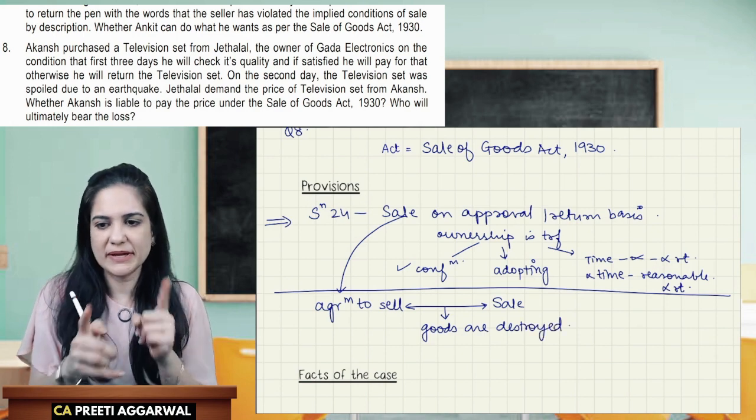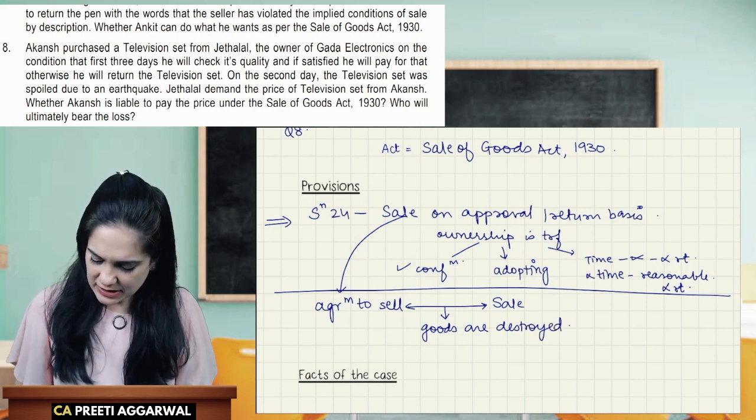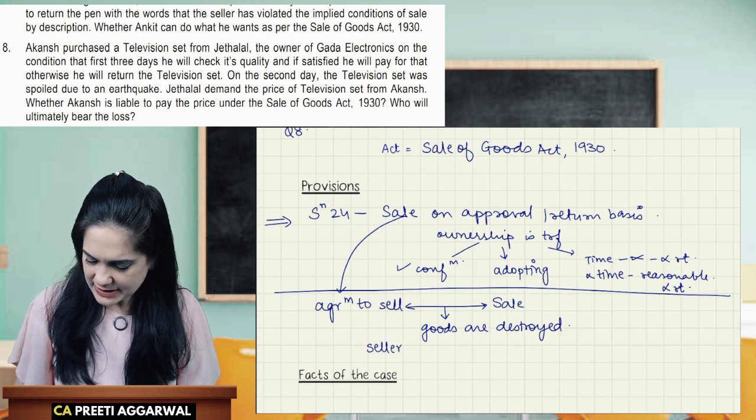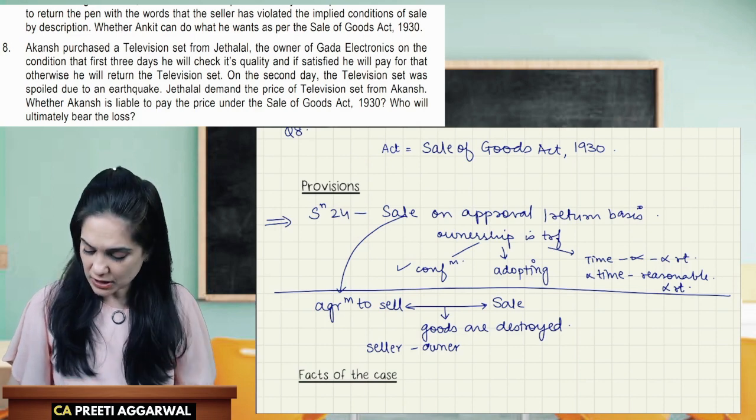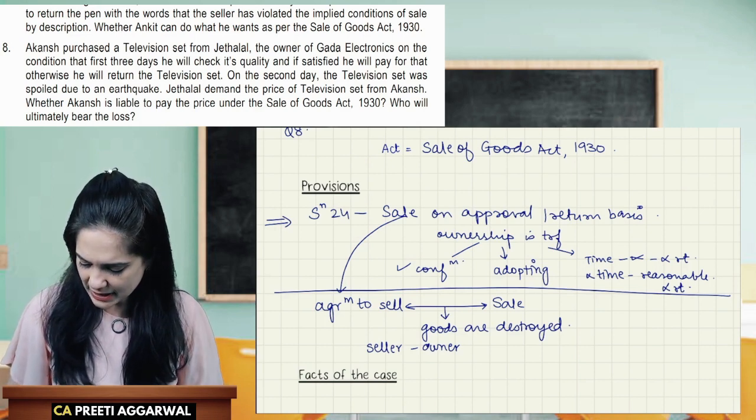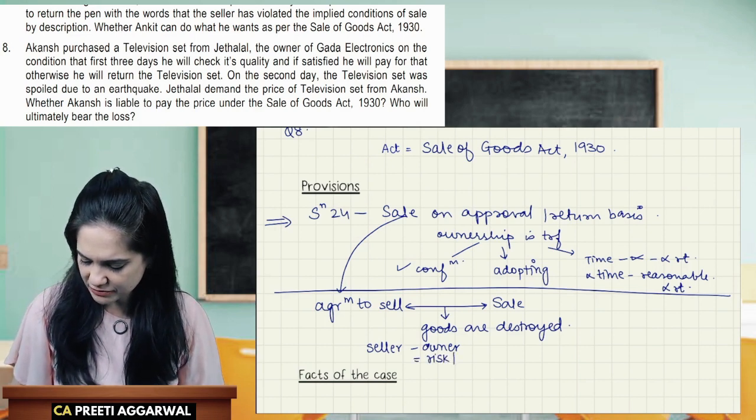Okay, during this period, goods are destroyed. Then in this case, who is the owner? Seller is the owner. Ownership is not transferred. Risk is not transferred. Seller is the owner. Seller will bear the risk. Seller will bear the loss.